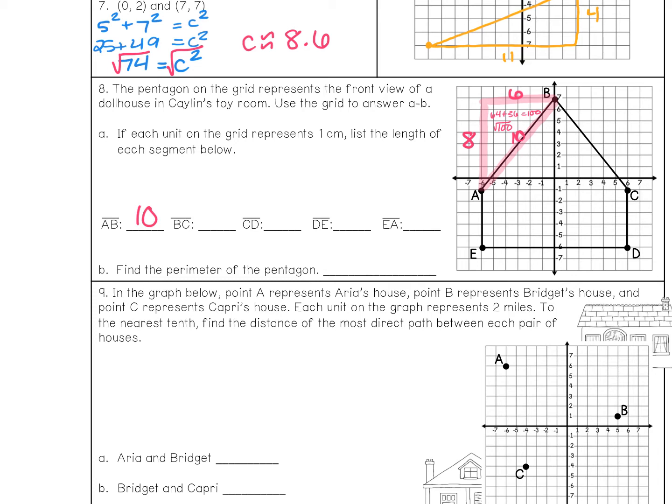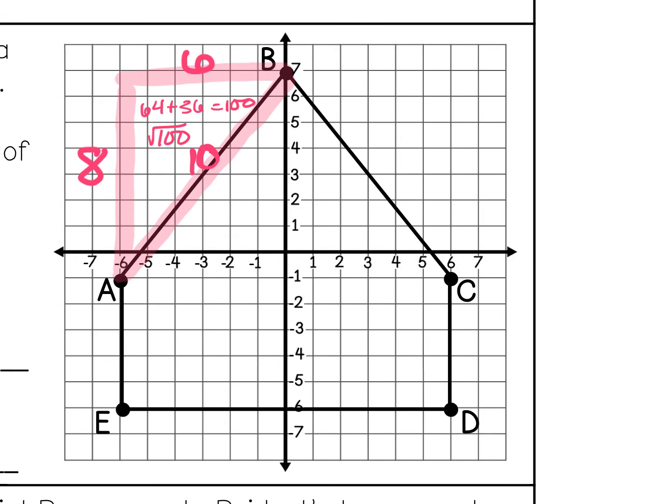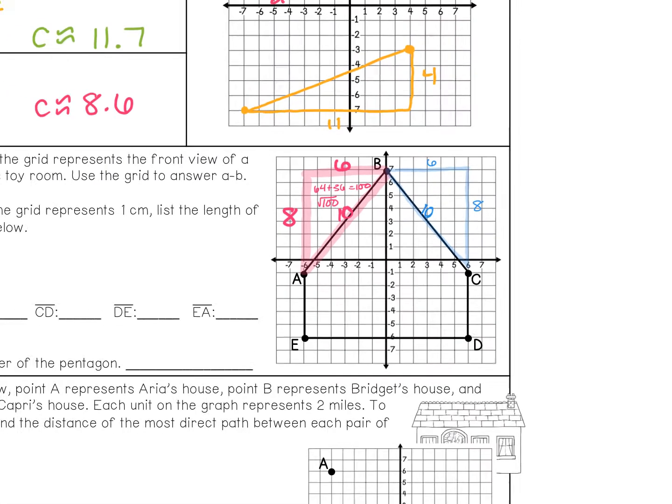Now let's look at BC. This is looking sort of symmetrical. We'll see. So on the top, I've got 6. And the vertical is 8. So that's the same thing. I'm not going to do that math twice. So this is also 10.